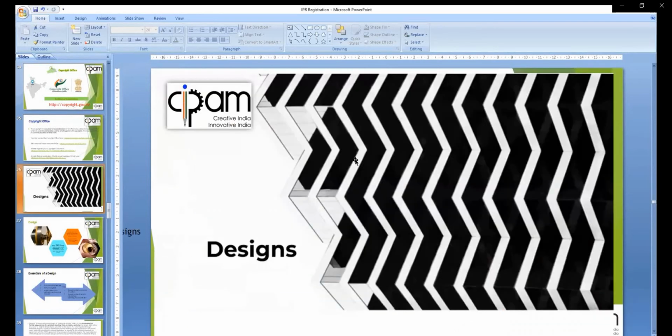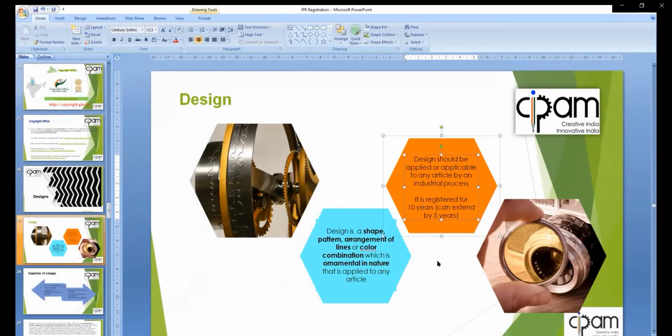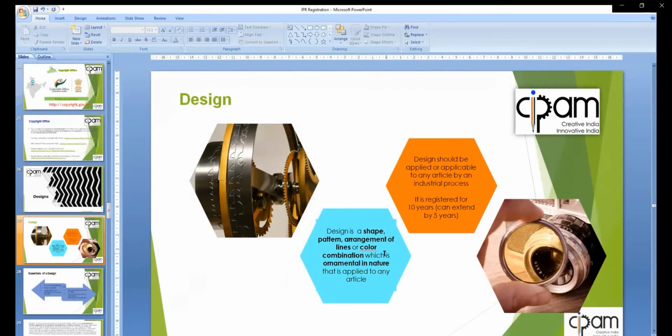Design, if we look at what design is, you can see these forms, this pattern on the surface, which gives some aesthetic value to this object. It's just for beautification, it doesn't have any functional aspects. So this is the design. The shape, you can see the shape over here, shape, arrangement, line, color combination, ornamental, which gives an ornamental value to it. And the design right is protected for 10 years, which can be extended by a maximum of 5 years.